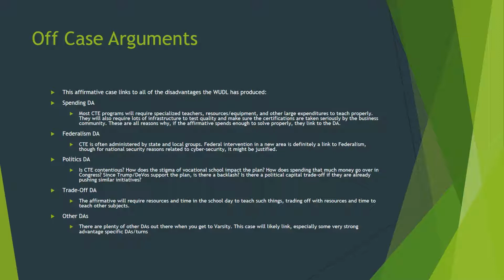When it comes to the trade-off disadvantage, the affirmative will require resources and time in the school day to teach such things, likely trading off with resources and time to teach other subjects. There are plenty of other disadvantages out there when you get to varsity. This case will likely link to all of them, especially some very strong advantage-specific turns. Given that there are 15 areas of career and technical education, you could write a disadvantage to any one of those. Unless the plan specifies that they're only focusing on cybersecurity, you'll still have a link.